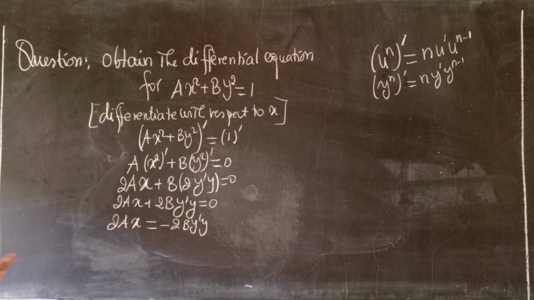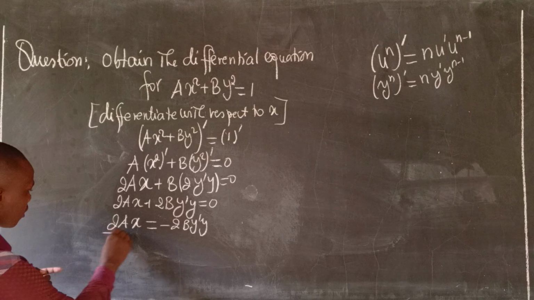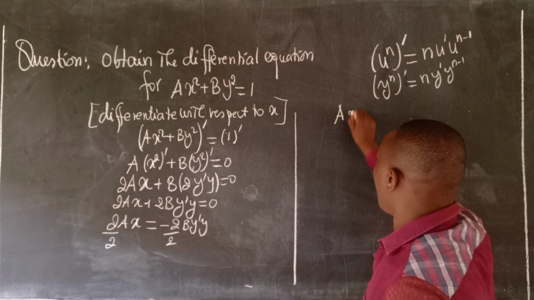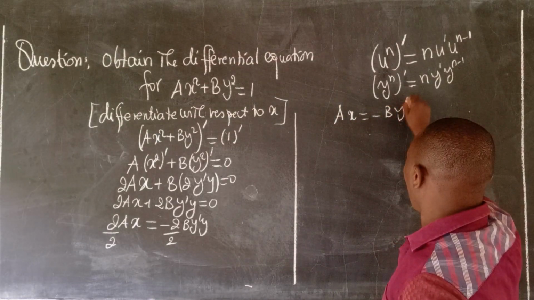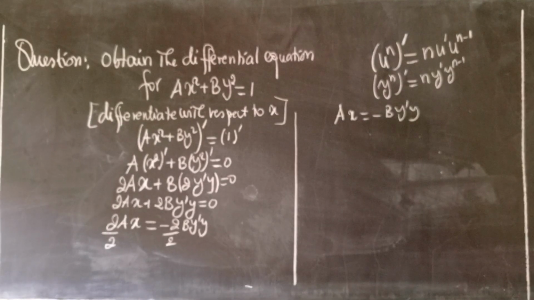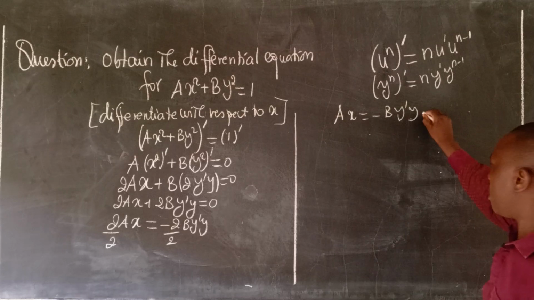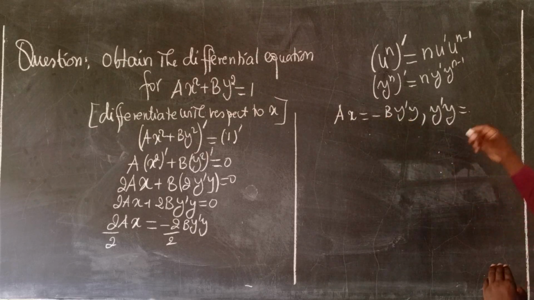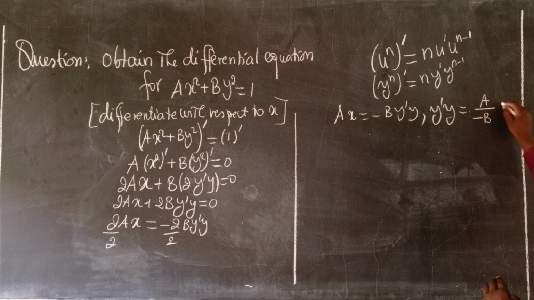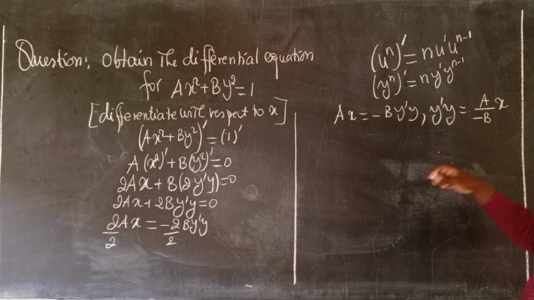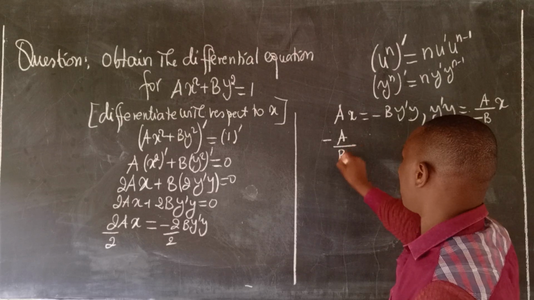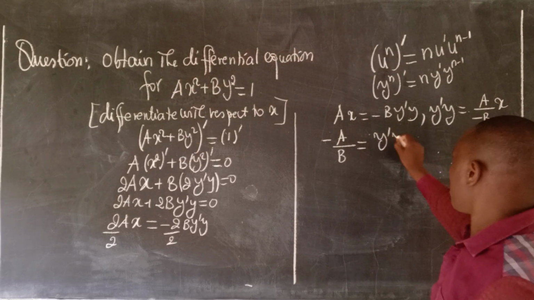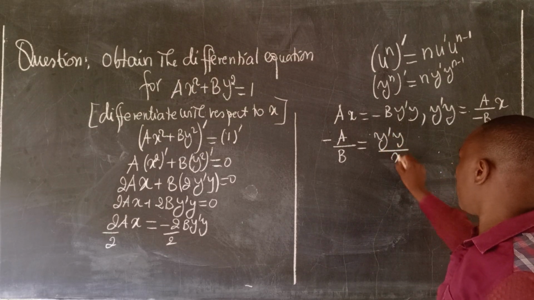Okay. Let's divide everywhere by 2. We stay with ax equals minus b y prime y. Okay. Let's look for y prime y. This is to say we divide everywhere by negative b. Here is a over negative b, and here times x. Let's find negative a over b. This is to say we divide everywhere by x. This is y prime y over x.